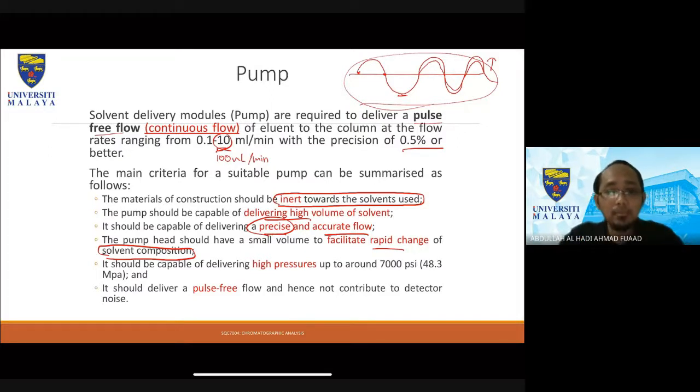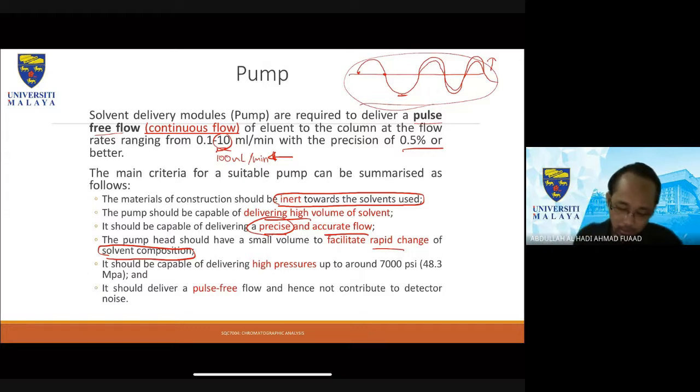It should be capable of delivering high pressure, up to about 7,000 psi. Again, this depends on the pump itself. These values refer to my normal usage, not my abnormal usage. Normally if I were to run HPLC, this is the range. Normally it's not even down to 0.1. I normally run between 1 mL to 10 mL per minute, depending on what I'm planning to do.